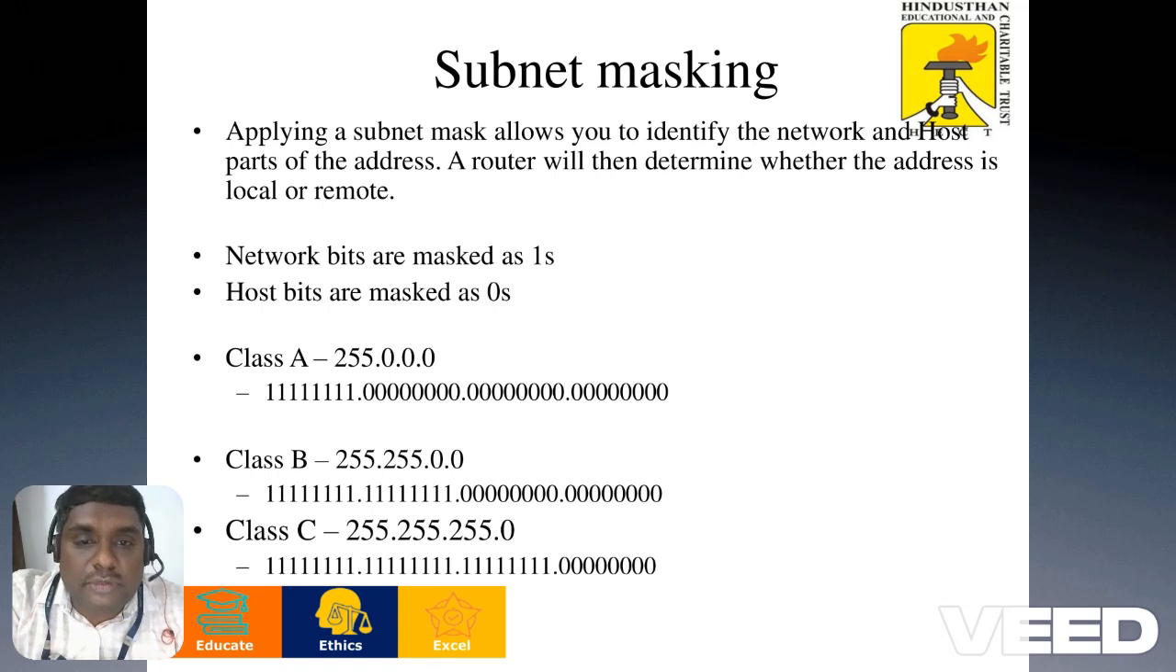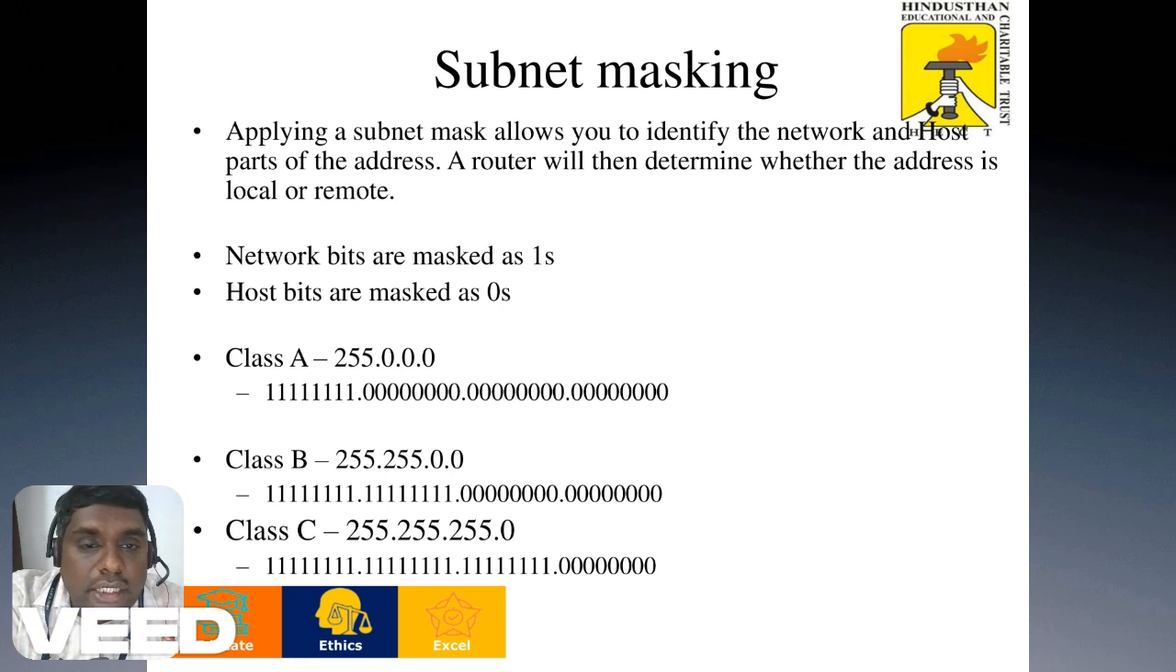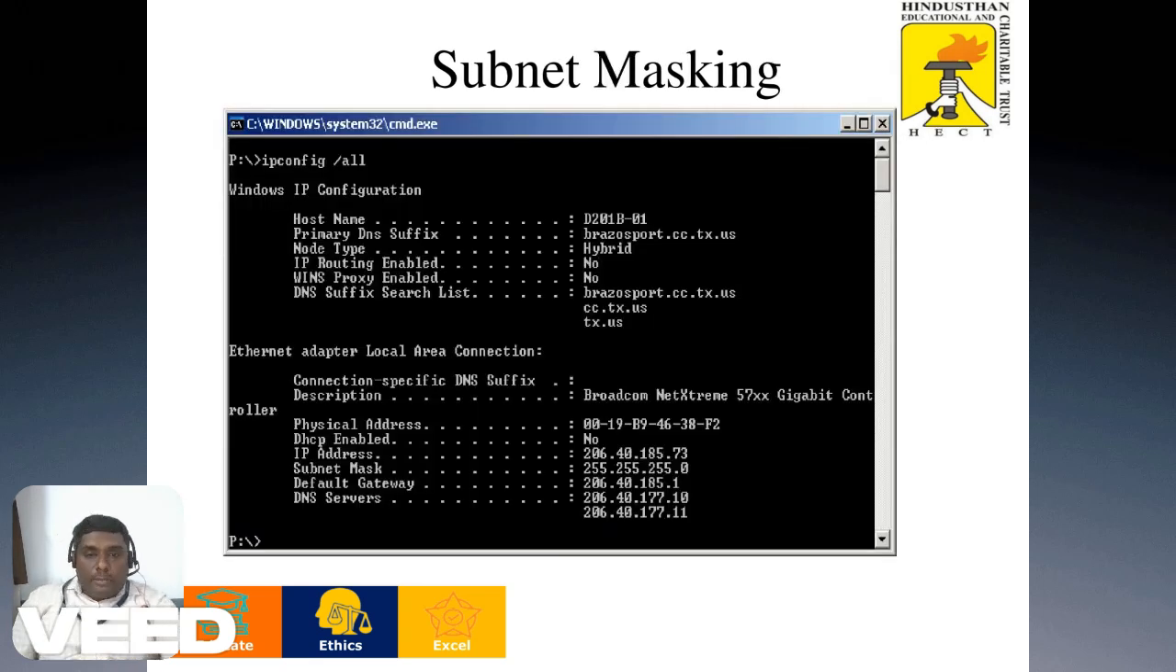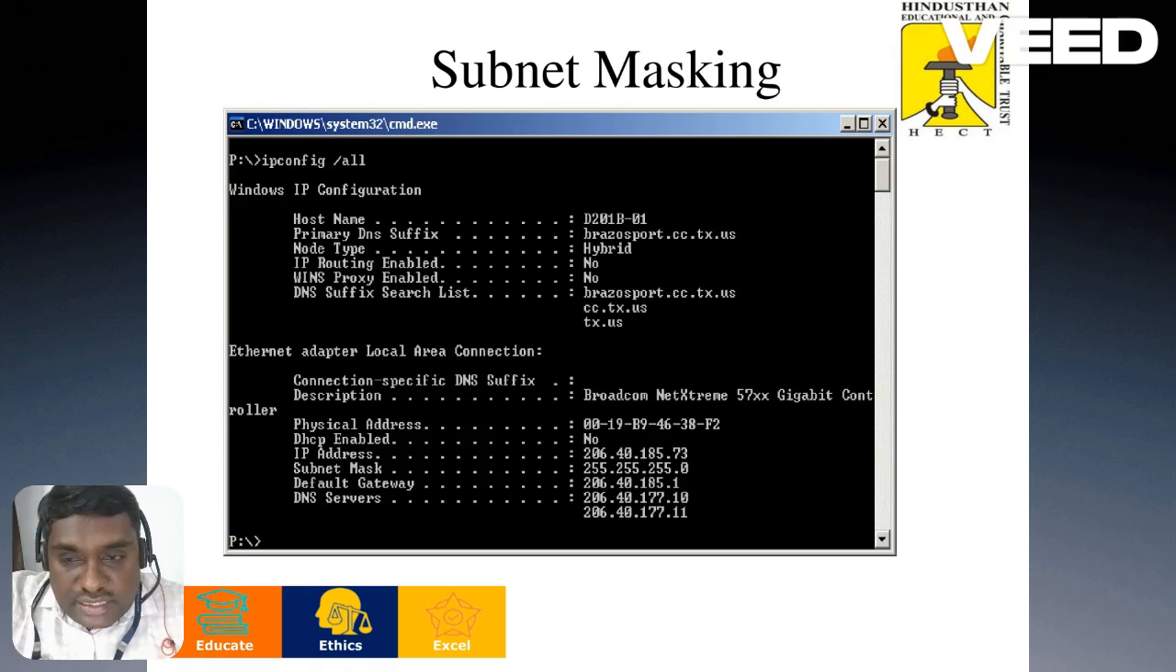Next we will look at subnet masking. Applying a subnet mask allows us to identify the network and the host part of the address. A router will determine whether the address is a local address or a remote address. Network bits are marked as 1, host bits are marked as 0 in binary representation. Generally in Class A, the subnet mask is 255.0.0.0. Class B is 255.255.0.0. In Class C it is 255.255.255.0. While pinging, it will give values like these.